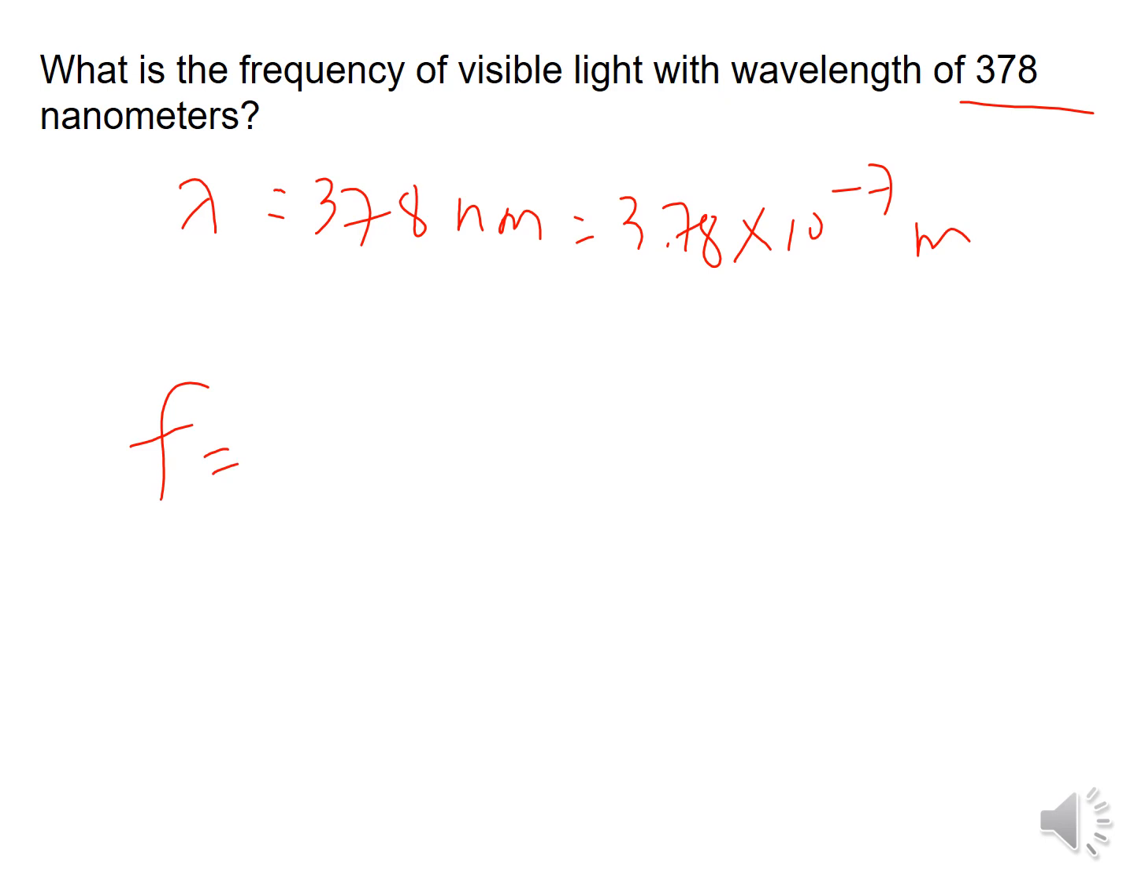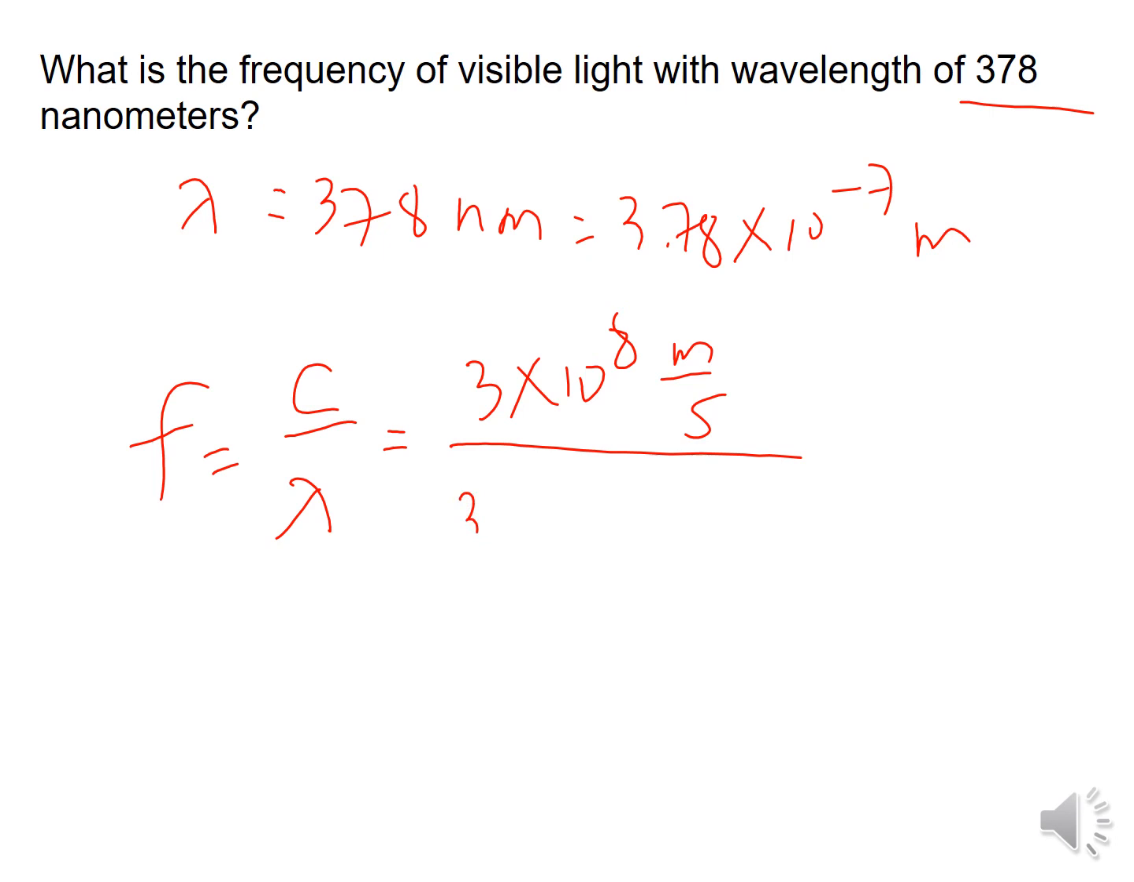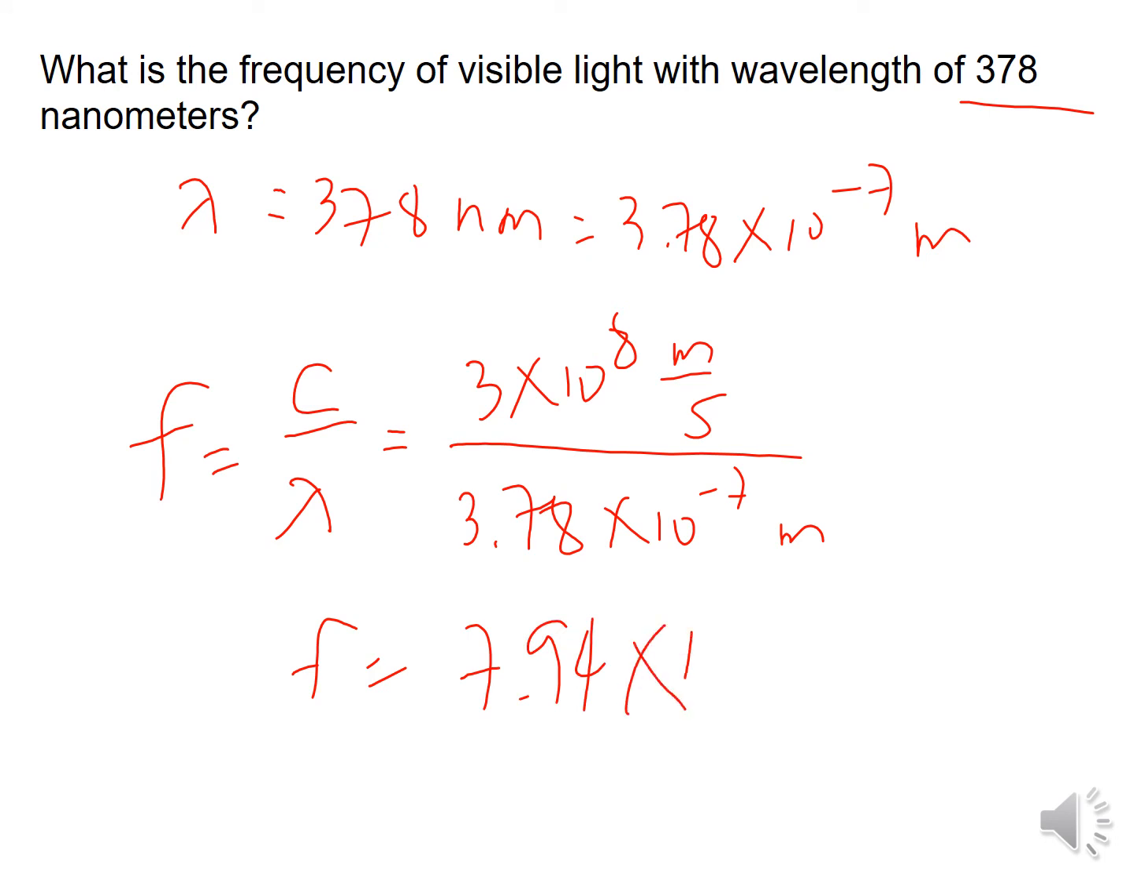Frequency is equal to c over wavelength. So c for visible light is equal to 3 times 10 to the 8 meter per second over 378 times 10 to the negative 9, or 3.78 times 10 to the negative 7 meter. Frequency here is equal to 7.94 times 10 to the 14 hertz.